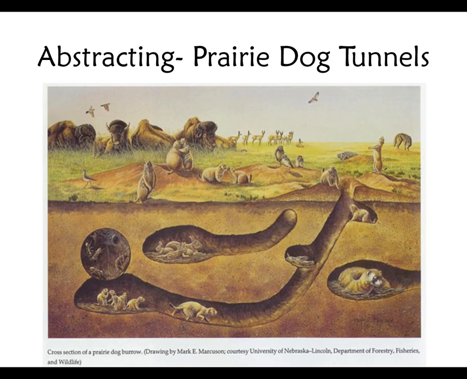Consider the following opportunity. When faced with the challenge of natural ventilation in a building, prairie dog tunnels might provide an inspiration. Despite the length of their tunnels, the shape of the tunnels and the openings help ensure that all spaces are adequately ventilated with fresh air.